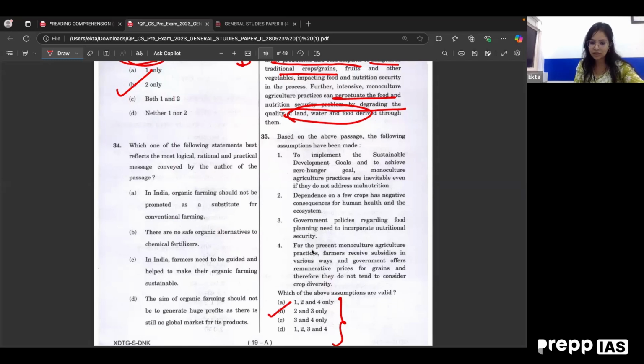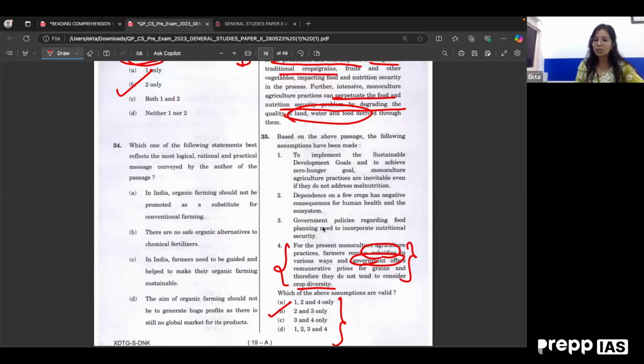एग्जाम हॉल स्ट्रैटेजी, राइट? For the present monoculture agriculture practices, farmers receive subsidies in various ways, and government offers remunerative prices for grains, and therefore they do not tend to consider crop diversity. Is subsidies a concern of the passage or the government offers? Or most importantly, is it the concern of the passage कि monoculture लोग क्यों adopt कर रहे हैं farmers? This is not something getting at the back of the mind of the author, right?